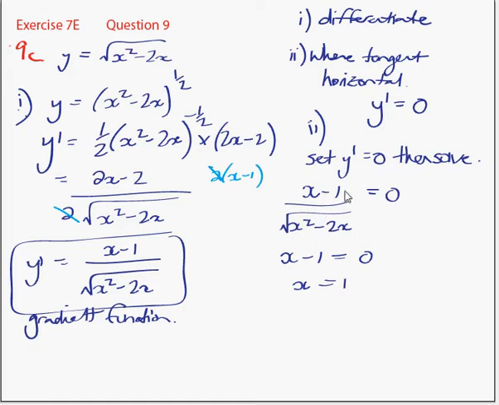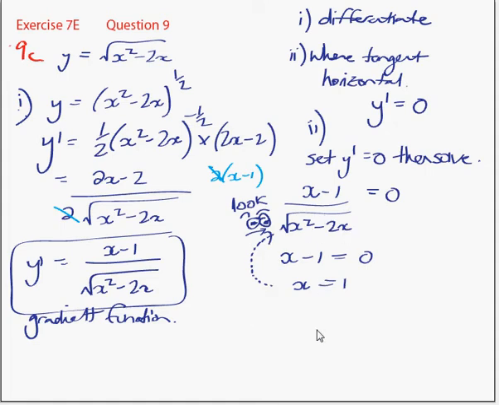I do need to check. I just need to have a little bit of a look here. Look into here and see, if I use this value, does it become undefined? If it does, then there is still no solution. So I look into here and I see that 1 minus 2 is not 0, so I'm safe. So this is the x coordinate where the tangent is horizontal.